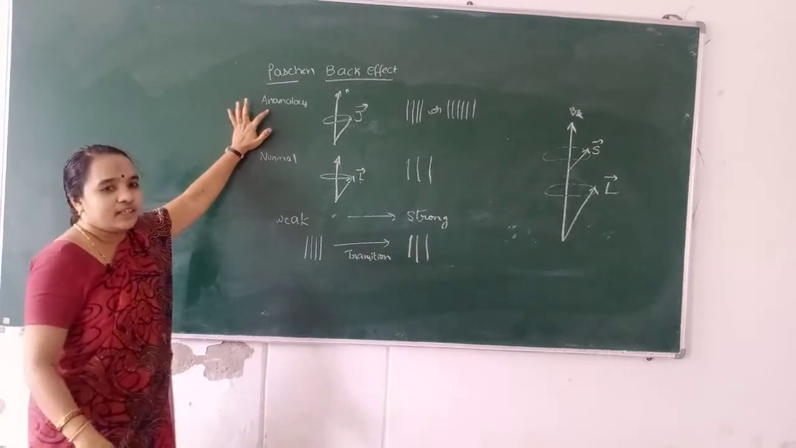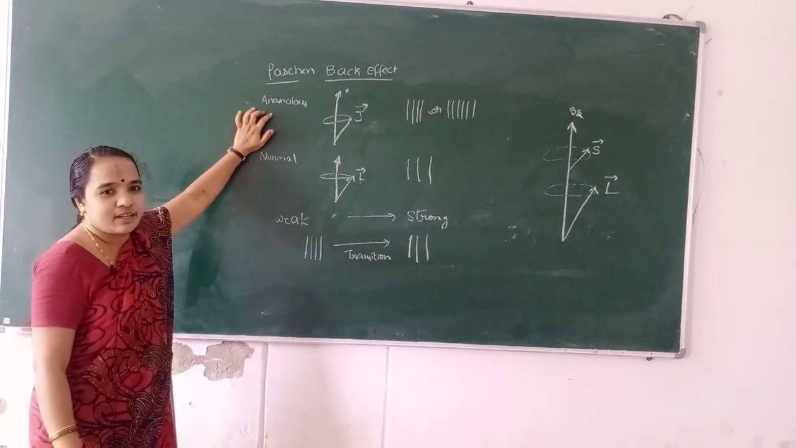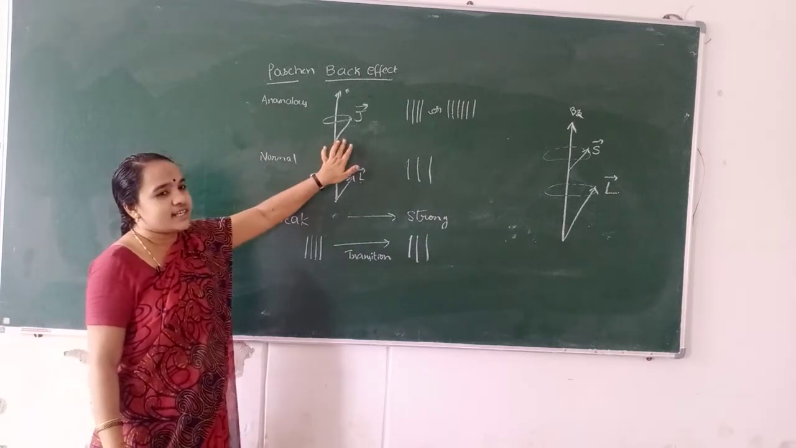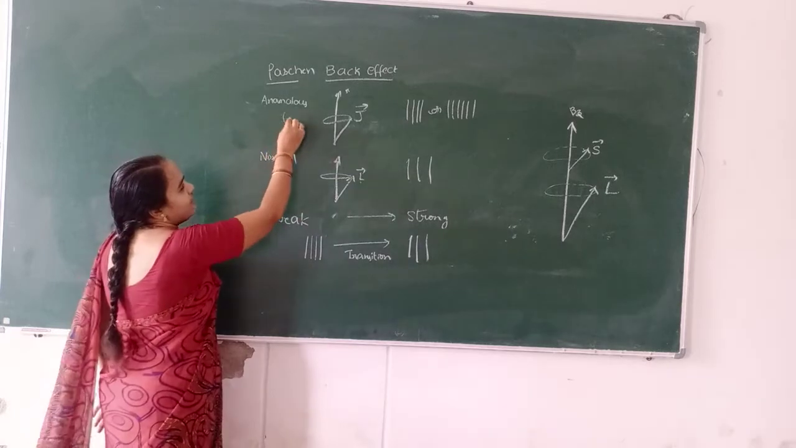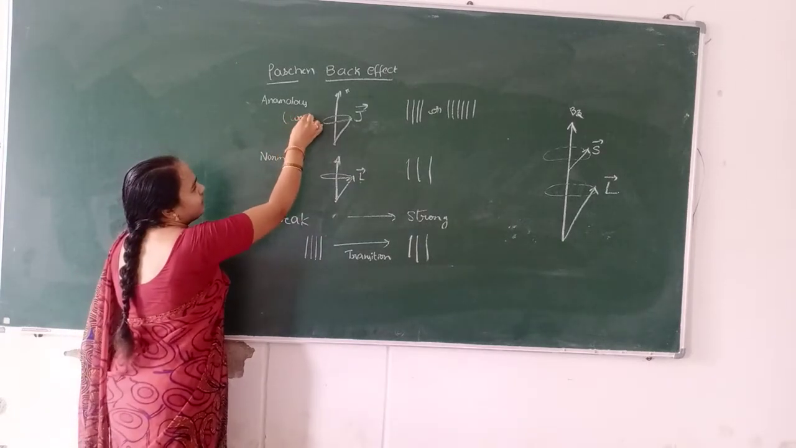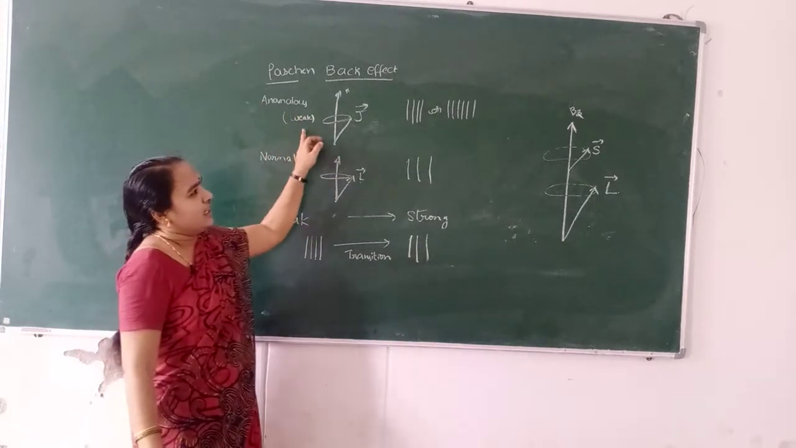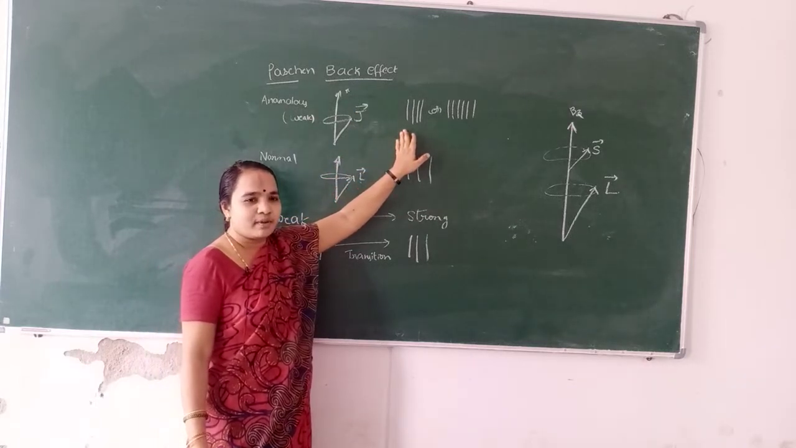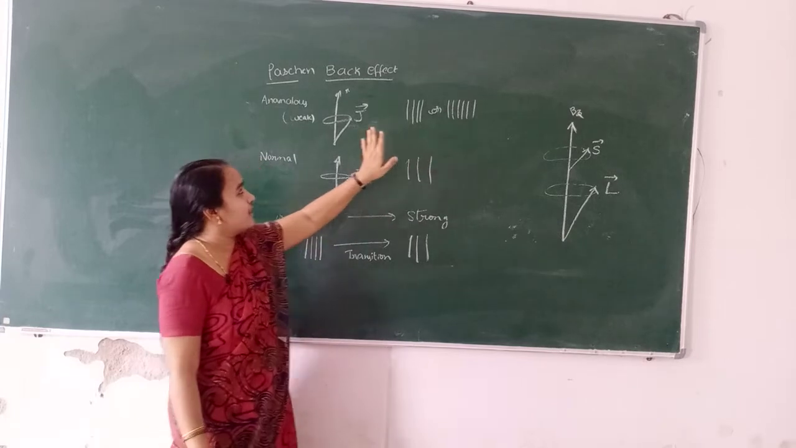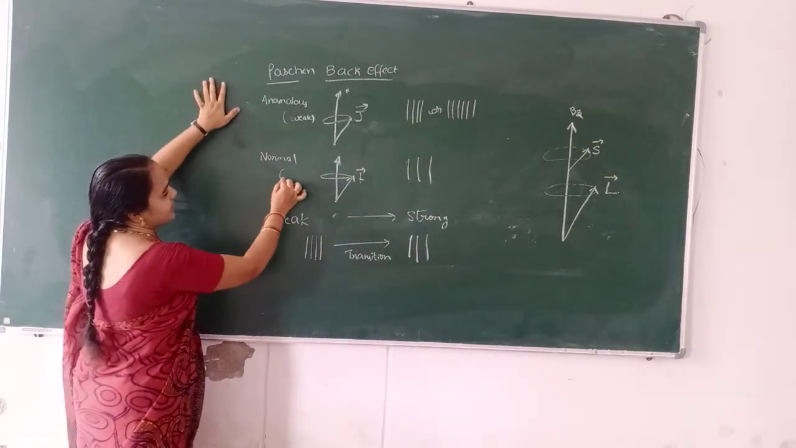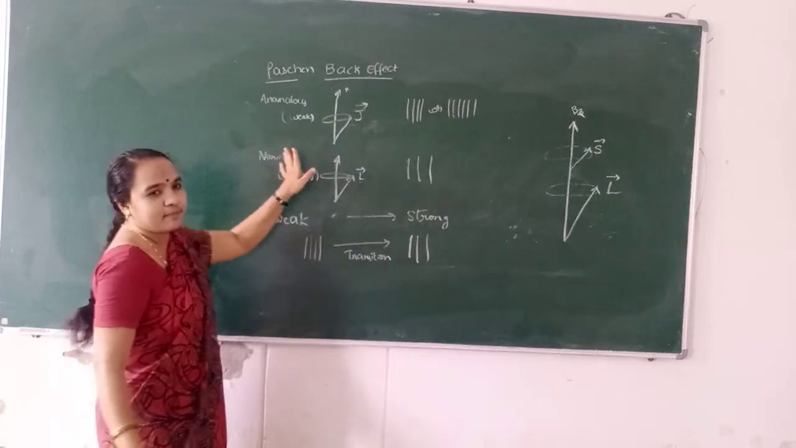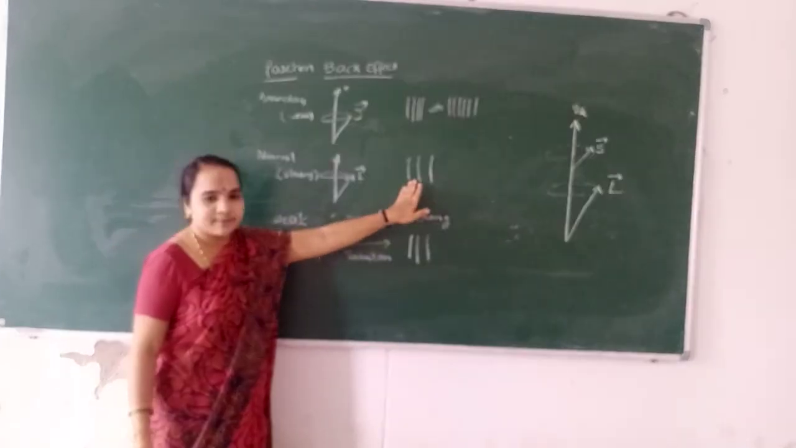So we know the anomalous Zeeman effect. What is the anomalous Zeeman effect? When an atom is placed in a weak magnetic field, the splitting of spectral lines will be more than 3 components, such as 4 components or 6 components. When the atom is placed in a strong magnetic field, each spectral line will be split up into 3 components.